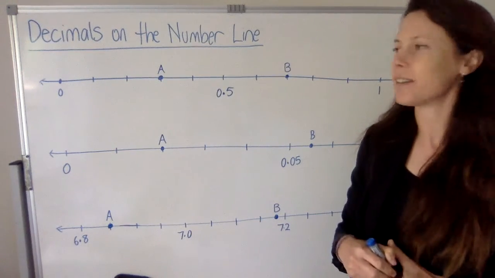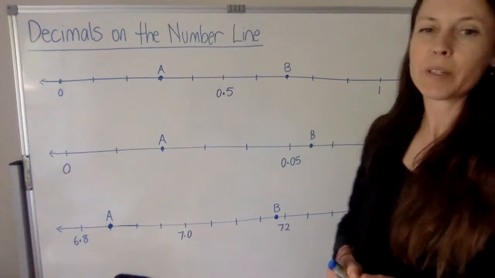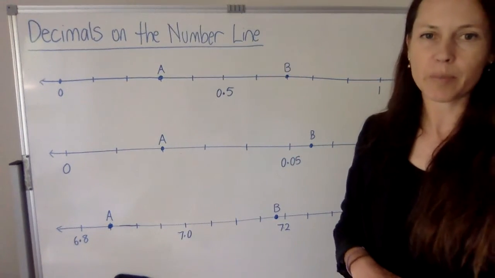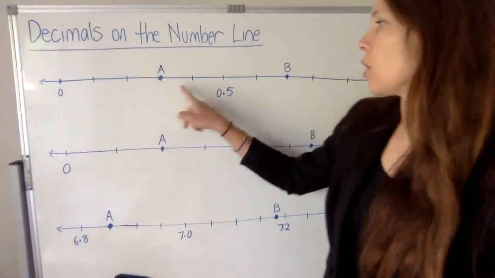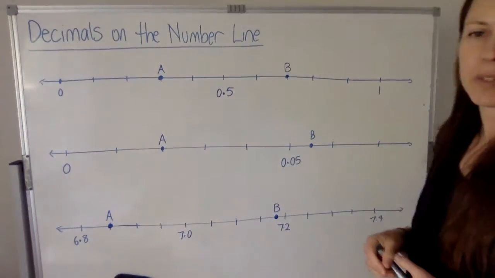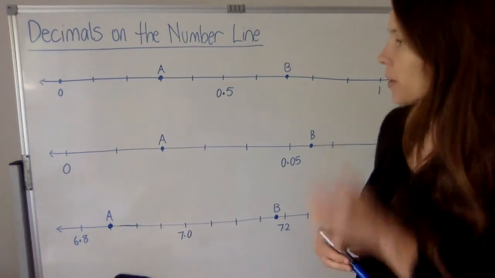Decimals on the number line. Let's have a look at how we can locate certain points on a number line that involves decimals and work out the scale of a number line so that we can actually figure out what all of the tick marks represent. I've got three different number lines here with different scales. Let's see if we can identify the location of A and B on each one.